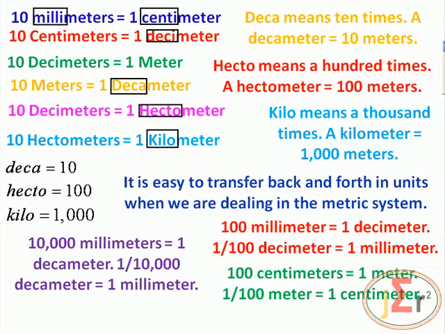100 centimeters equal 1 meter. If we have 1 meter and we want 1 centimeter, we will have to divide that by 100.